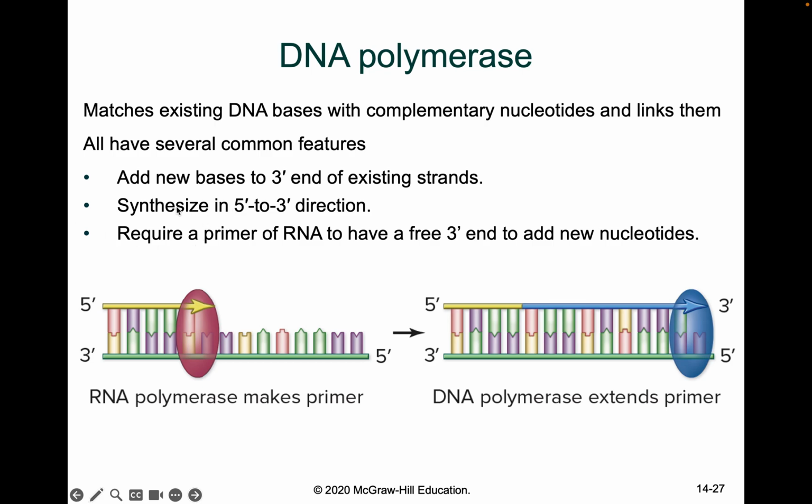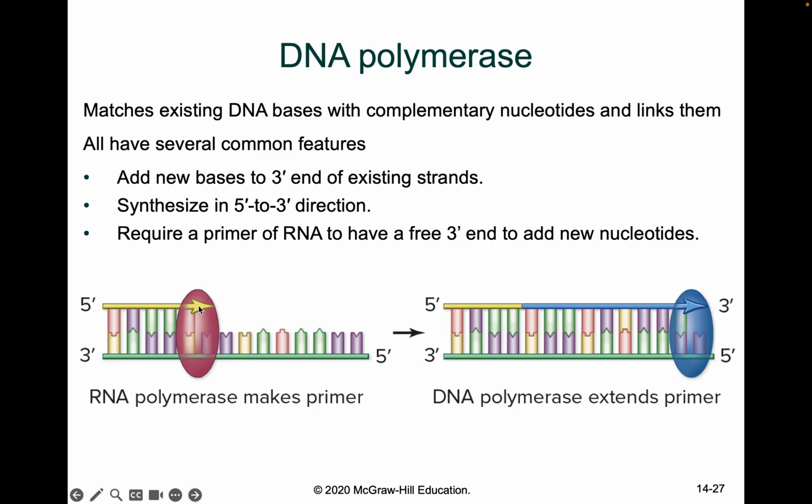Okay. So again, it synthesizes in the 5' to 3' direction. So you have the old strand over here that's 3' to 5'. It adds to the 3' end, and it creates a new strand from 5' to 3'. However, this DNA polymerase cannot add nucleotides to a completely free strand. This free strand has to have a primer that's made of RNA.